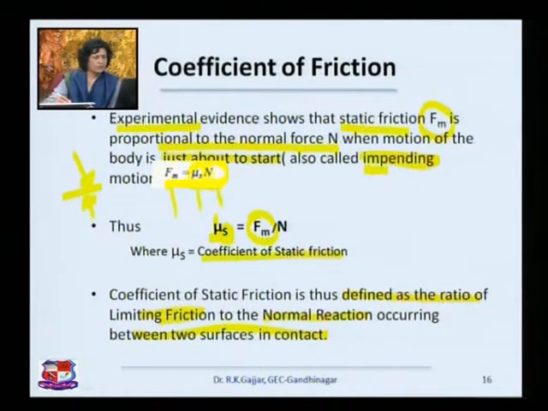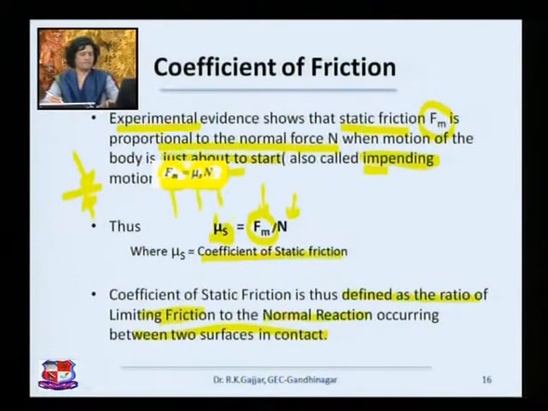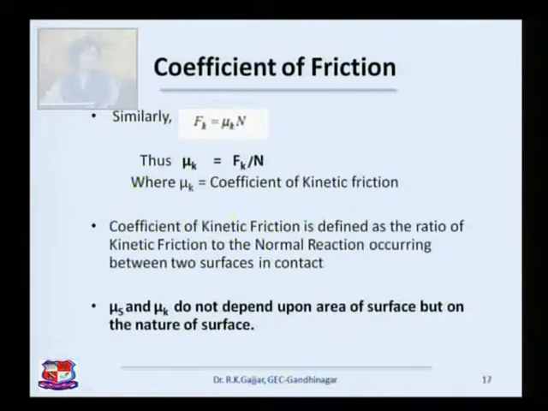If you know the coefficient of friction and the normal force, you can find out the actual friction. If you know the actual friction and the coefficient of friction, you can find out what the normal force is going to be. Or if you know both of these, the frictional force and the normal force, you can also find out the coefficient of static friction for each of the surfaces.